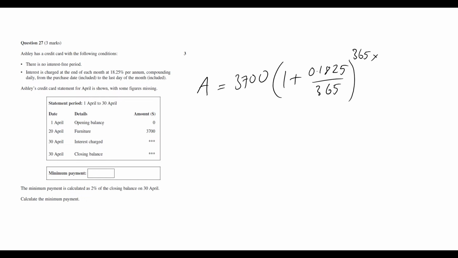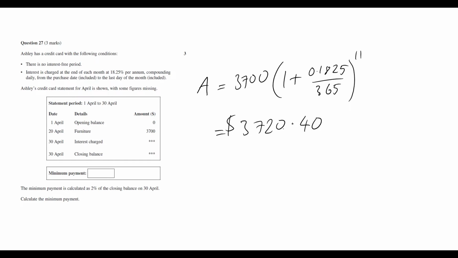So from the 20th of April to the 30th of April, and don't forget, it's inclusive of the day that you purchase it. So that'll actually give us 11 days out of 365. And so you can see that we'll end up being able to simplify that index there to just being 11. Okay, so now when we calculate that final amount, it's going to give us $3,720.40.